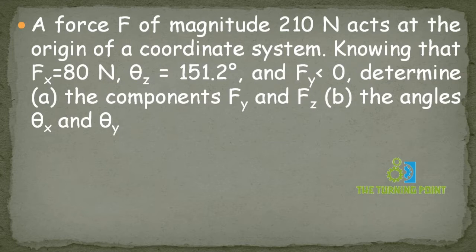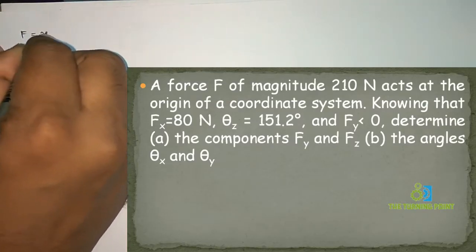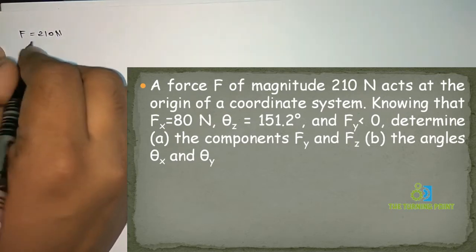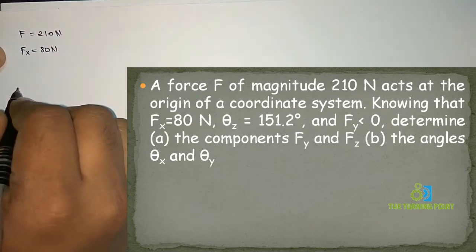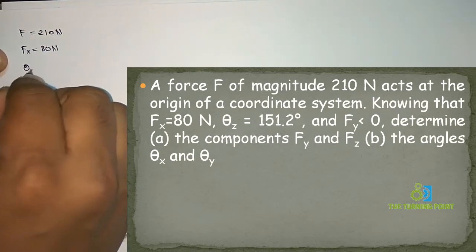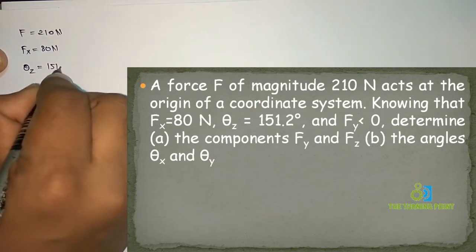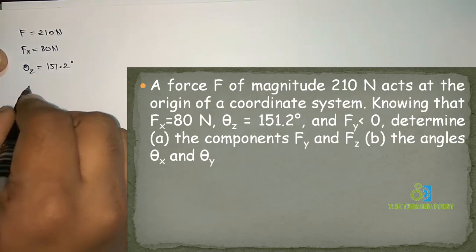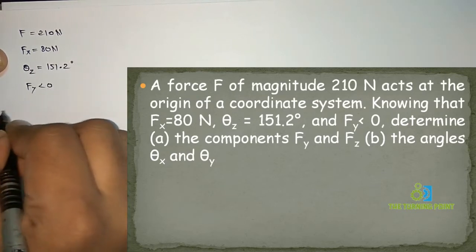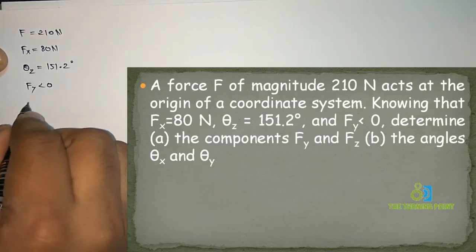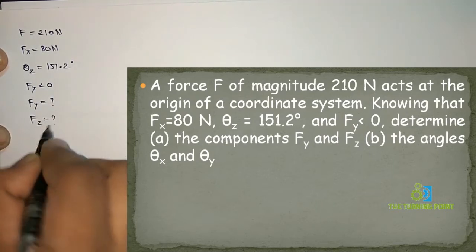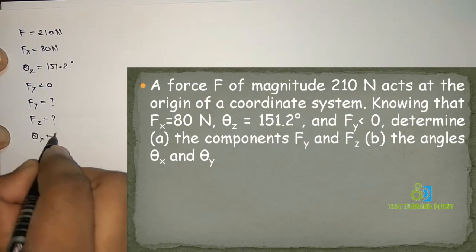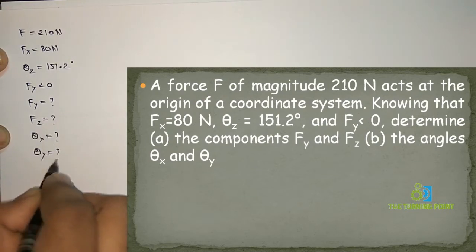First, let us write the given data. So, given the magnitude of force F is 210 newtons and Fx is given as 80 newtons. Theta z is 151.2 degrees and Fy is less than 0, that means it is negative. We have to find Fy, Fz, and also theta x, theta y you have to calculate.